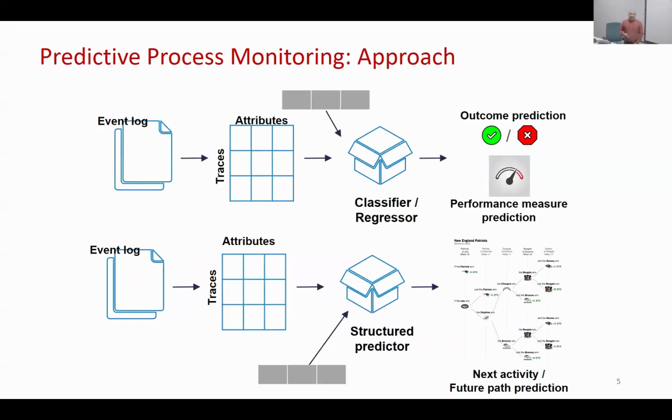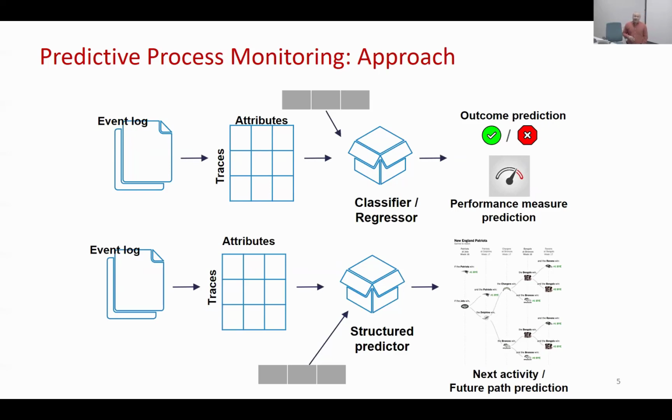How do we do that? How do we predict the remaining time of the case? Or how do we predict the next event that will happen in the case? Or when will the next event happen? Or when will the subsequent event happen in the process? Or how do we predict the outcome of a case? So the approach, generally speaking, is as follows.